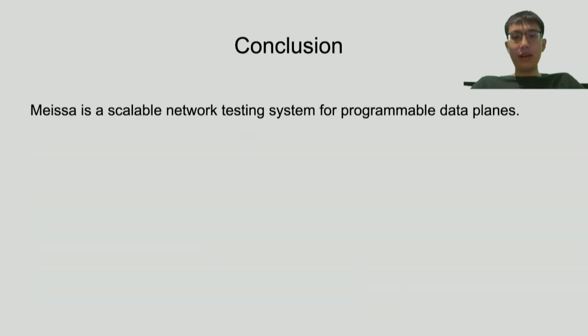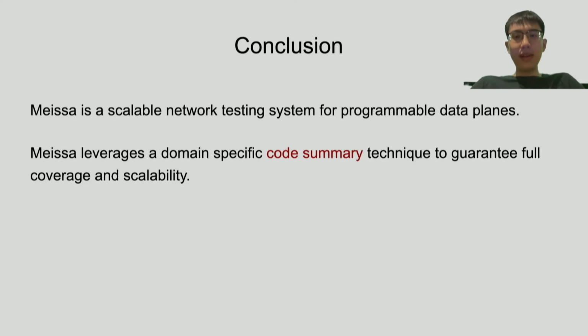In a word, Meissa is a scalable network testing system for programmable data planes. The domain-specific code summary technique strongly speeds up test generation, and it is also proved to keep 100% path coverage theoretically in our paper.